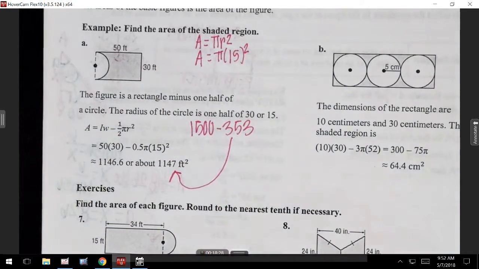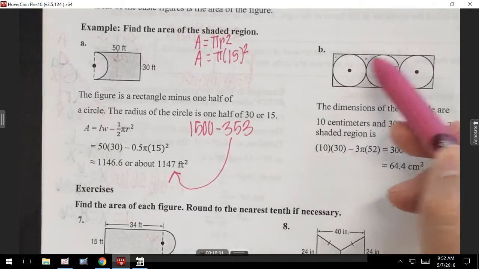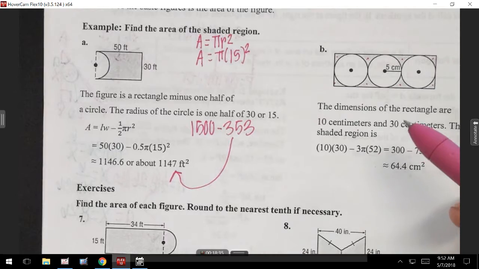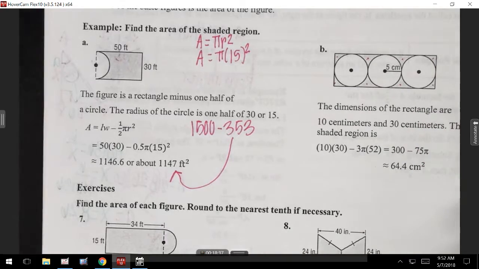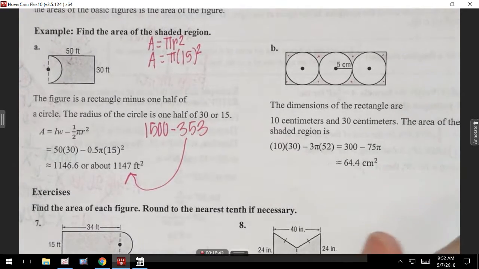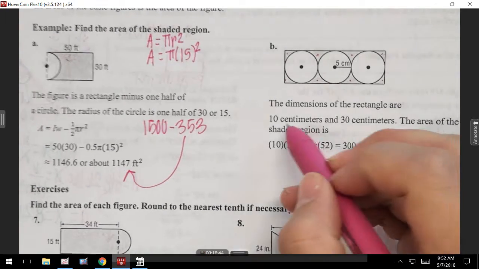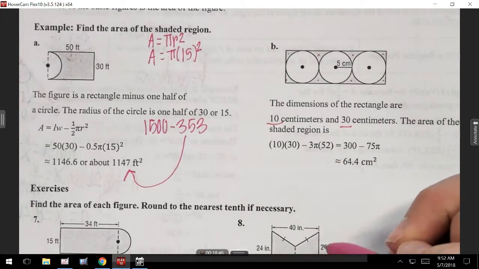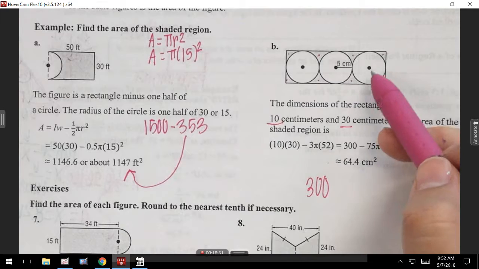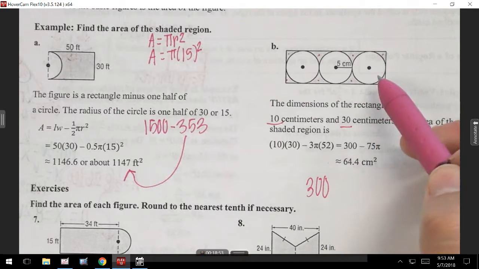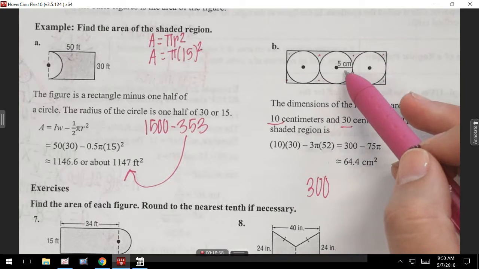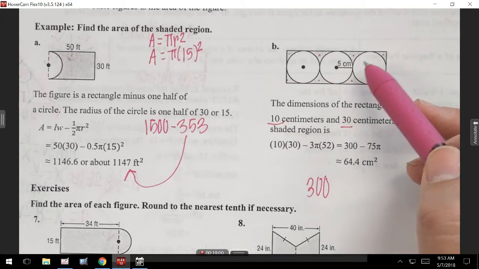For example B, you want to find all of these shaded pieces. Well, that would be really difficult if you didn't know what you know. Right? What's the whole shape? A rectangle. And it tells you that it's 10 by 30, which makes 300, right? Okay, can I find the area of one of these circles? The area is pi r squared. The r is 5. 5 squared is 25.